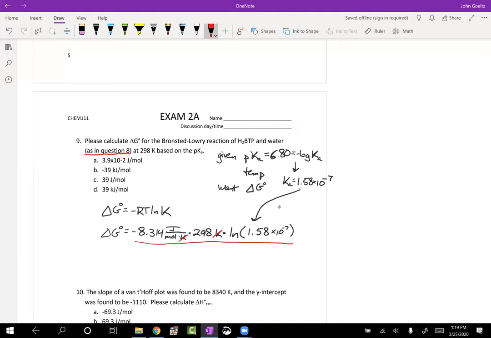Okay, so I'm going to crunch these numbers through the calculator. 1.58 times 10 to the minus 7th, natural log, times 298, times 8.314, negative. I got delta G not equals 38,000, and units will come out in joules per mole. And you might say to yourself, well, some of these are joules per mole and some of these are kilojoules per mole. And none of the answers in this multiple choice question are 38, this, if two sig figs, would round to 39,000.